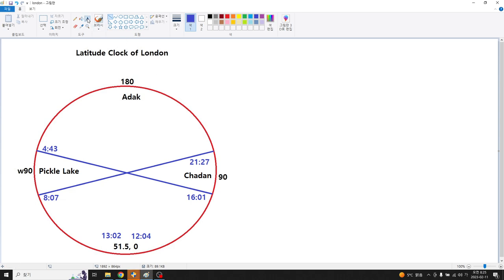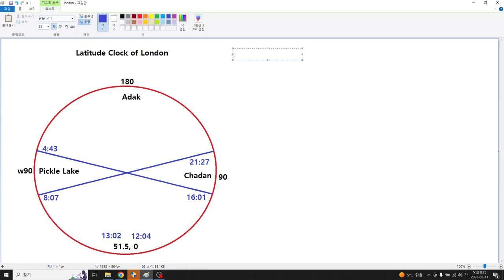Here, we can figure out something with the latitude clock of London. First, about daytime, from summer solstice to winter solstice.